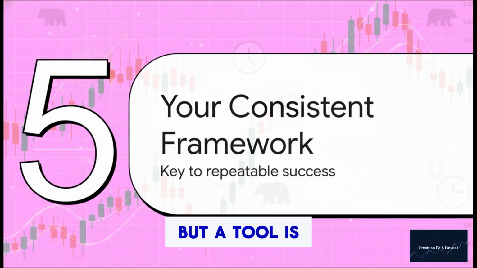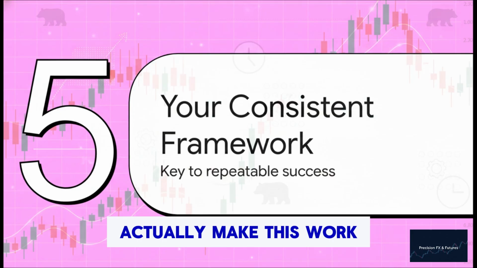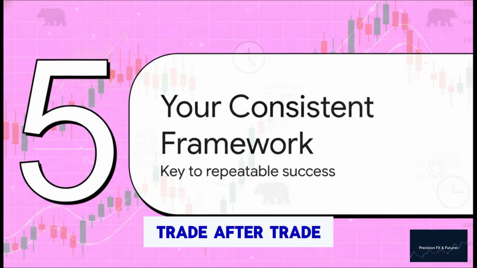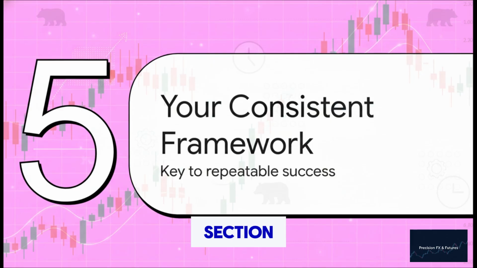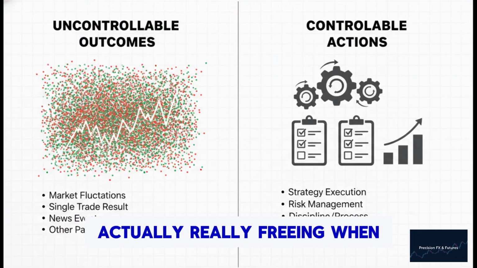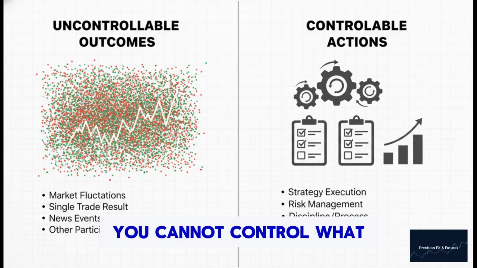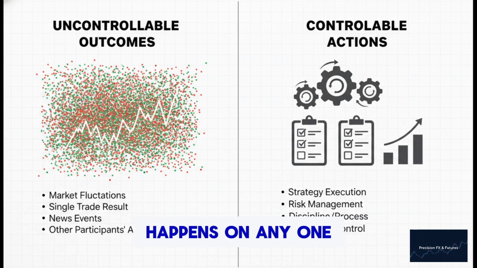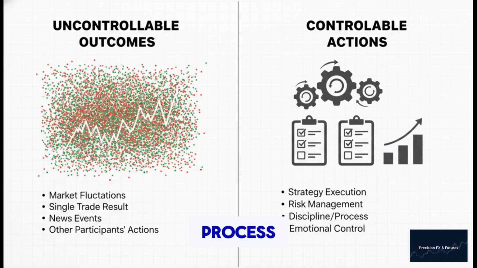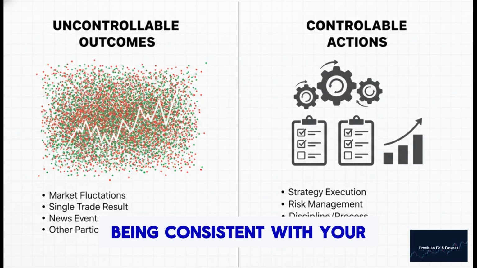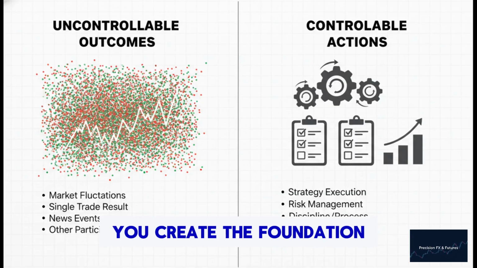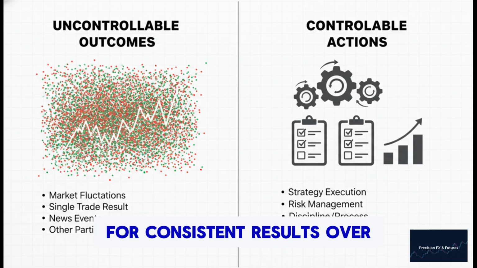But a tool is only as good as the person using it, right? So how do we actually make this work, trade after trade? Well, that brings us to our final and maybe the most important section. Here's a truth that's actually really freeing when you think about it. You cannot control what happens on any one trade. You just can't. But what you can control 100% is your own process. And by focusing on being consistent with your actions, you create the foundation for consistent results over time.